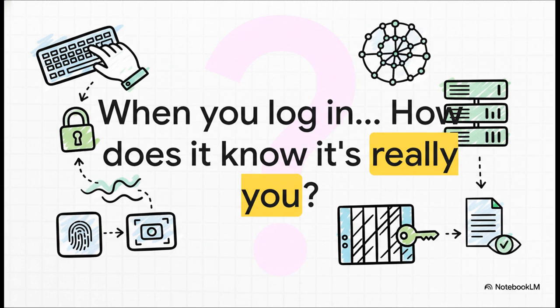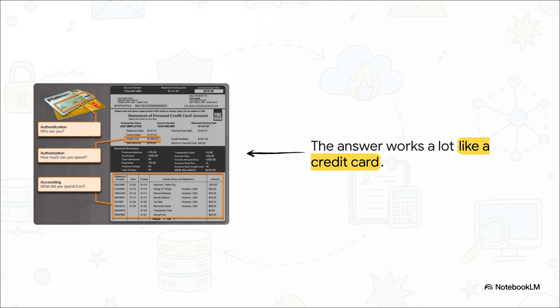You just type in a password and poof, the digital doors swing right open. But what's actually happening behind the scenes to verify that it's you, and then to decide what you're allowed to see? I mean, this is a process we all go through dozens of times a day without even thinking about it. And the answer, you're not going to believe this, works a lot like this familiar piece of plastic right here. A credit card statement is actually going to be our guide today. And believe me, it is the perfect analogy for demystifying this whole world of digital access control.